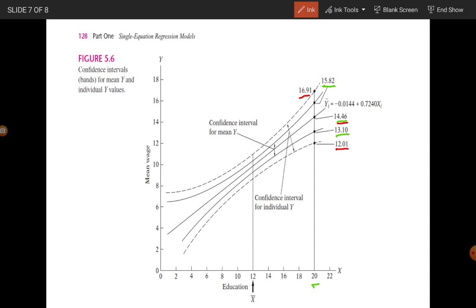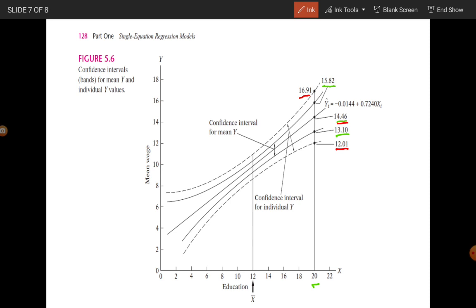Right? Again, if your alpha level is 5%, then these are called your 95% confidence interval, and the 95% level or 5% level of significance would mean that if you take many such samples and calculate confidence intervals ranging from 16.91 to 12.01, similarly, for x equals 20, individual prediction, in 95% of the cases you will successfully create an interval which contains the true value y naught.